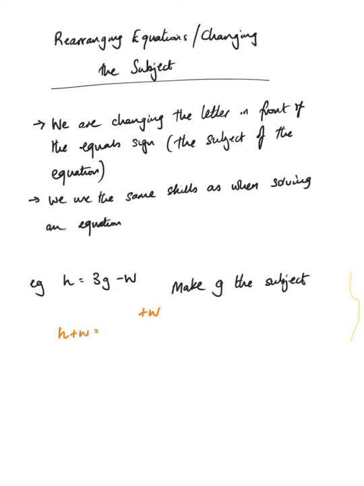So h plus w is 3g. I want to get g on its own, so I'm going to divide by 3. So I get h plus w over 3 equals g. So now I've got the g on its own next to the equal sign, so g is the subject. It's no more difficult really than solving equations. It's exactly the same skills, but it feels more difficult because we can't check things with numbers. We can only deal with the different letters.